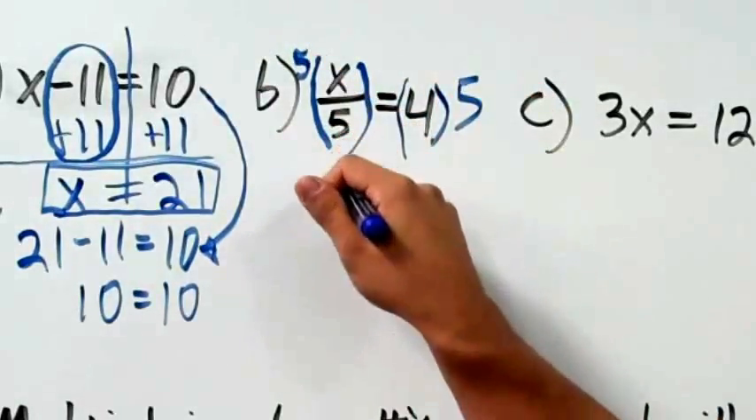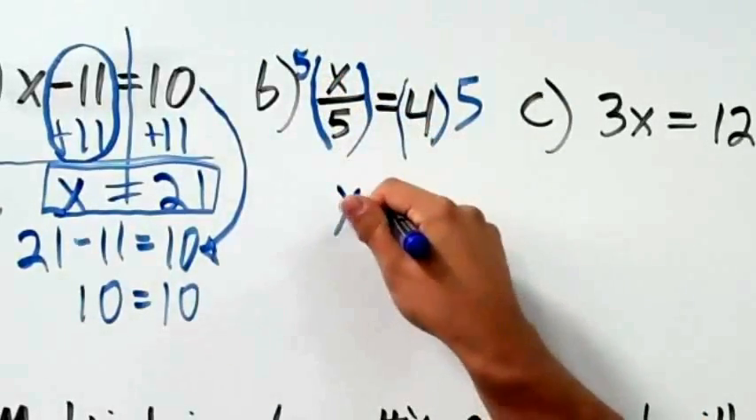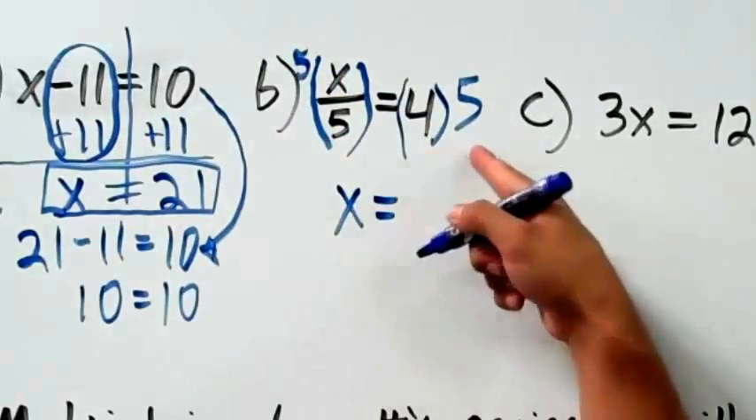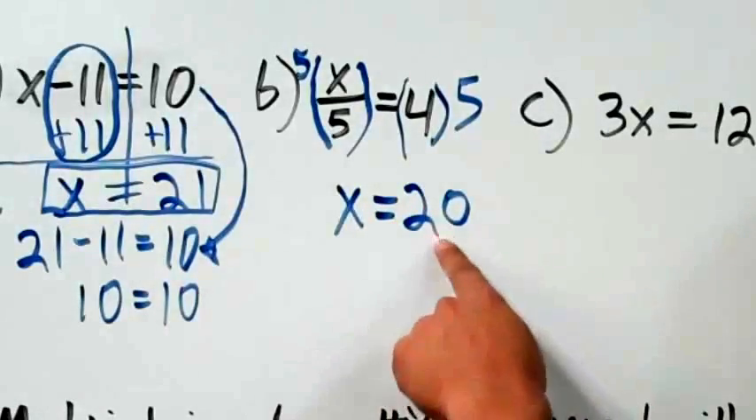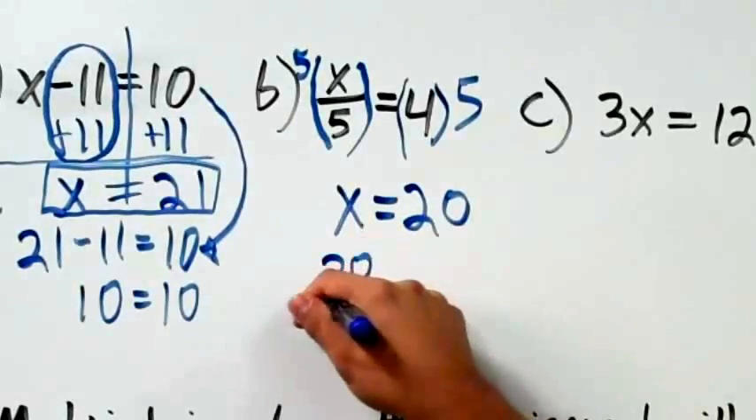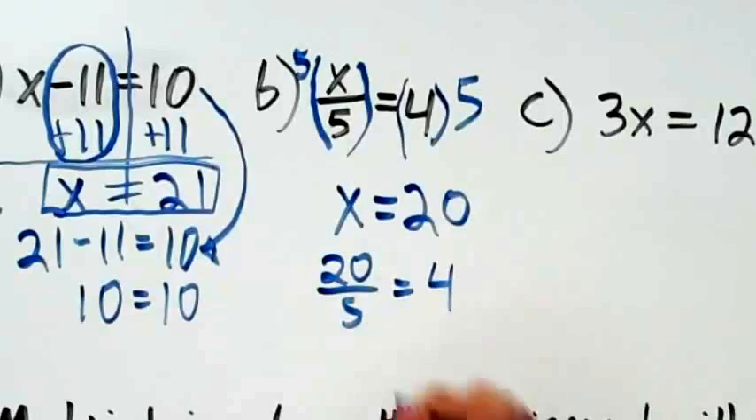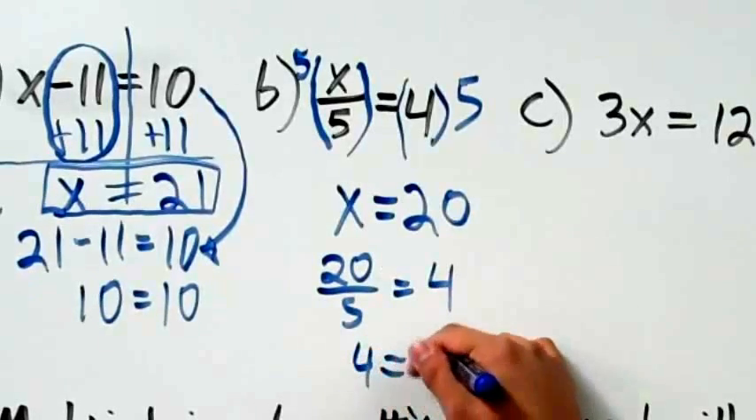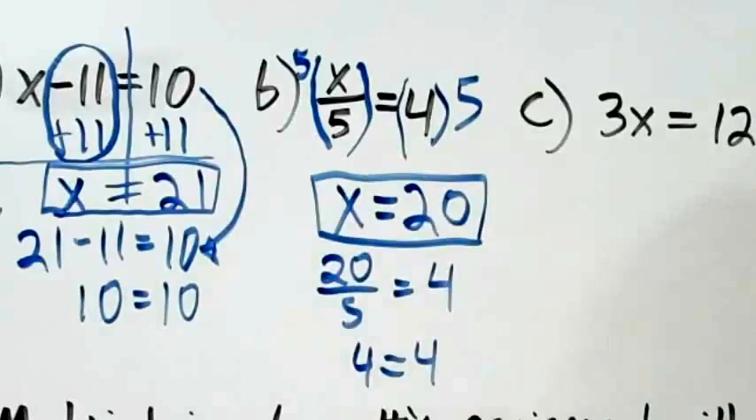This becomes a big 1, remember, because I want a 1 in front of my x. x equals 4 times 5 is 20. Okay? And again, check my work. Let's plug it in. 20 over 5 equals 4. 20 divided by 5 is 4. So 4 over 4, my check shows me that x must equal 20. Okay?